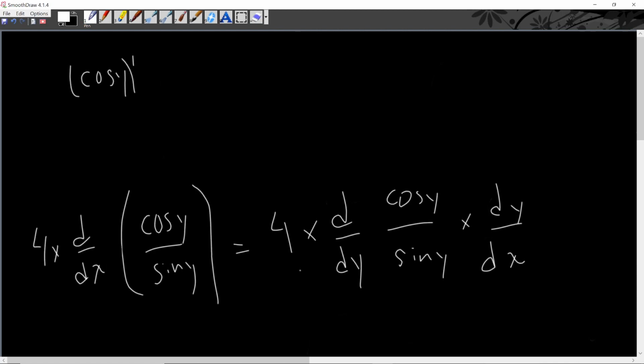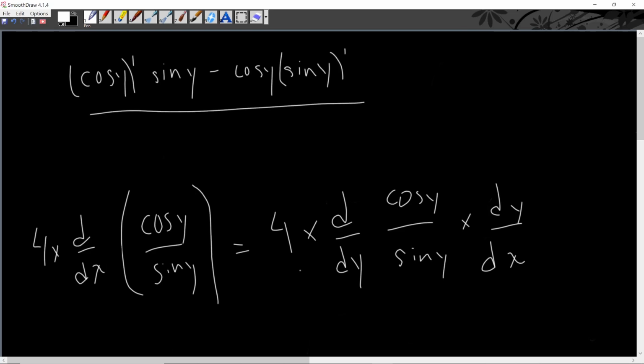Let's write it like that, times sine y, minus cosine y over sine y prime, all over sine y squared. Now, from here, we can write this as negative sine y times sine y, because the derivative of cosine is negative sine, minus cosine y.